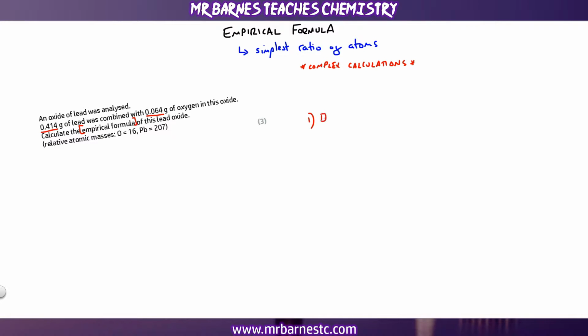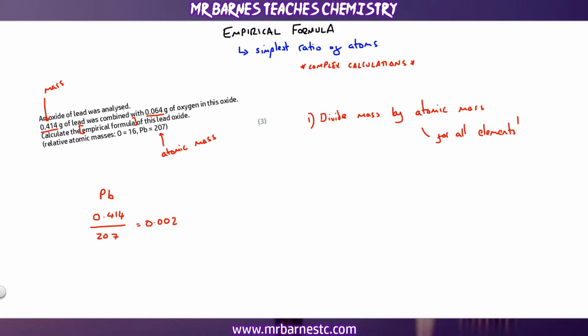So the first thing you need to do if you get a question that asks for the empirical formula is divide the mass by the atomic mass. So it tells you the mass in the question and the atomic mass it gives you underneath. So for lead it's 0.414 divided by 207, which comes out to 0.002. And for oxygen, you've got 0.064 divided by 16, which comes out to 0.004. That's going to get you 1 mark in the exam.